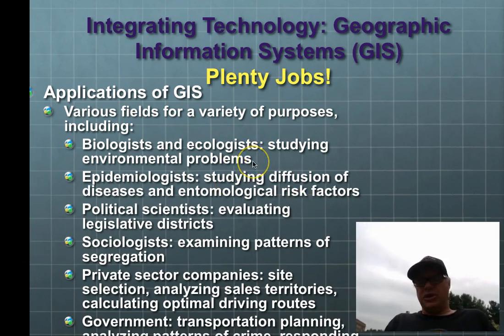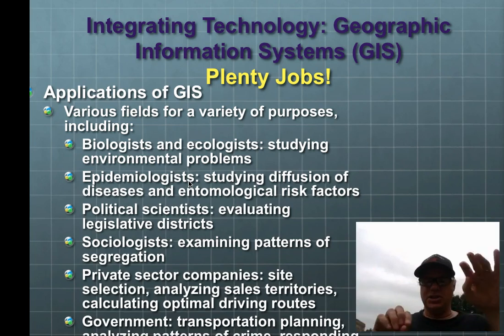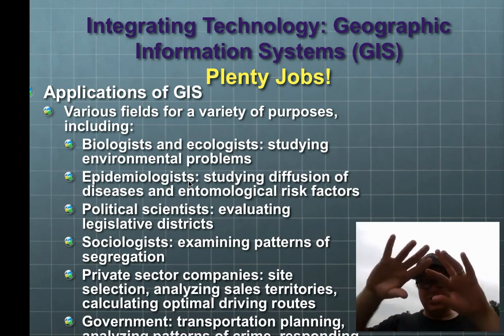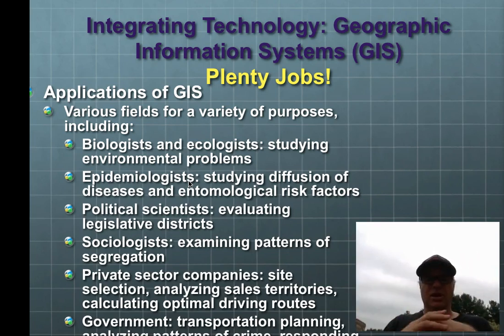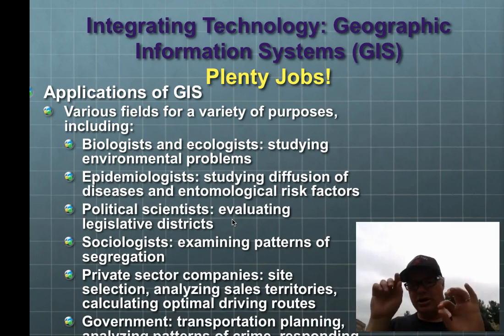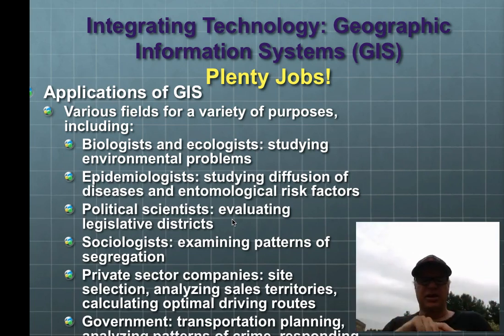Biologists and ecologists use it for studying environmental problems. Epidemiologists, which are essentially people that study disease and disease outbreaks, use it a lot to study how diseases have diffused, where they're starting from, what factors seem to be at play, where the diseases are arising, that kind of stuff. Political scientists and people working with elections use this stuff all the time to try and figure out where voters are that might vote for them, where to more effectively campaign or to target different kinds of political ads and all that kind of stuff. Sociologists like to use it for examining different social patterns, such as, is there racial segregation in different parts of cities in the US? We'll actually look at some of that later in the semester.